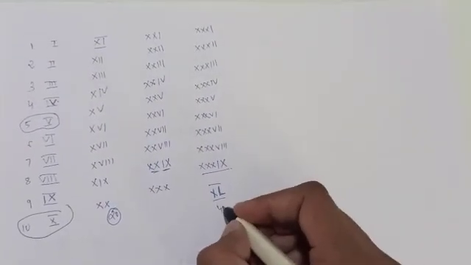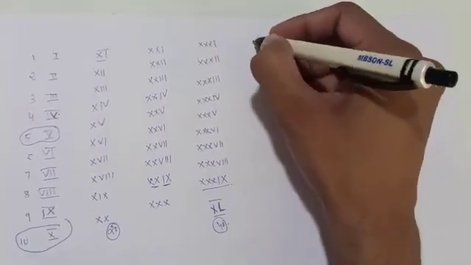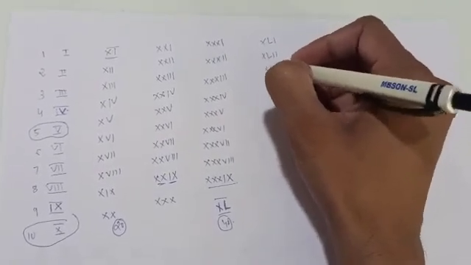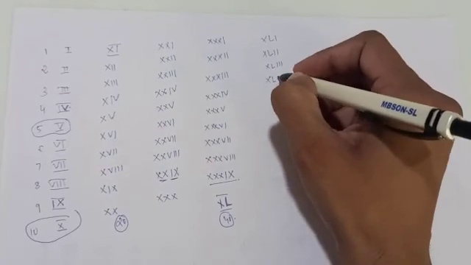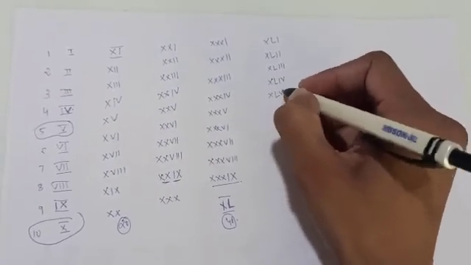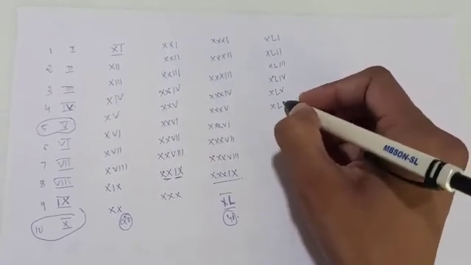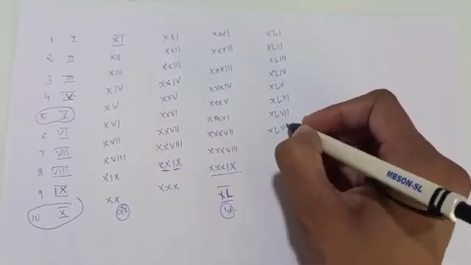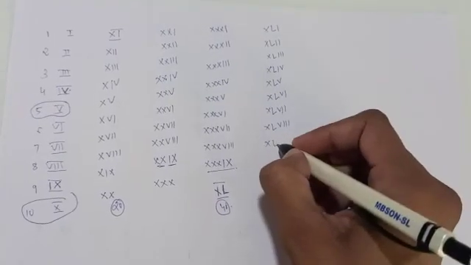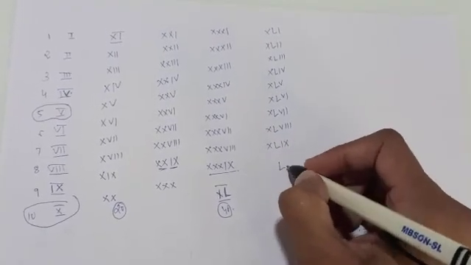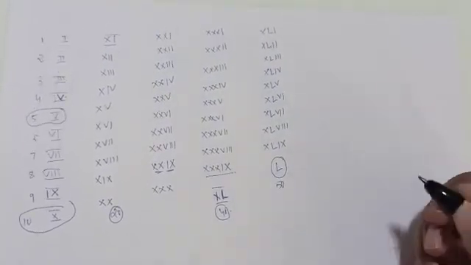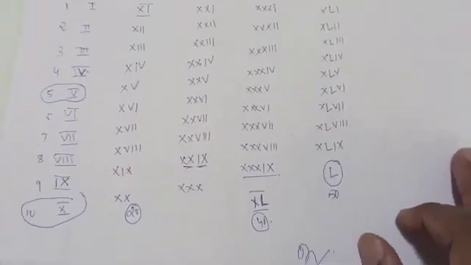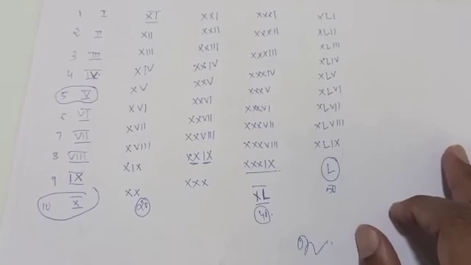So this is 40. After 40, 40 plus 1, 41, 40 plus 2, 40 plus 3, 40 plus 4, 40 plus 5, 40 plus 6, 40 plus 7, 40 plus 8, 40 plus 9 and 50. Here it's 50. So students, these are your common Roman numbers. Here you can easily write them down, you know?